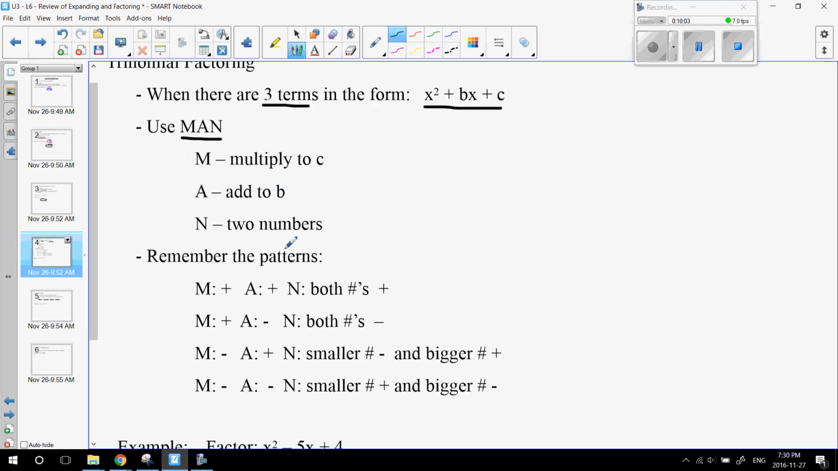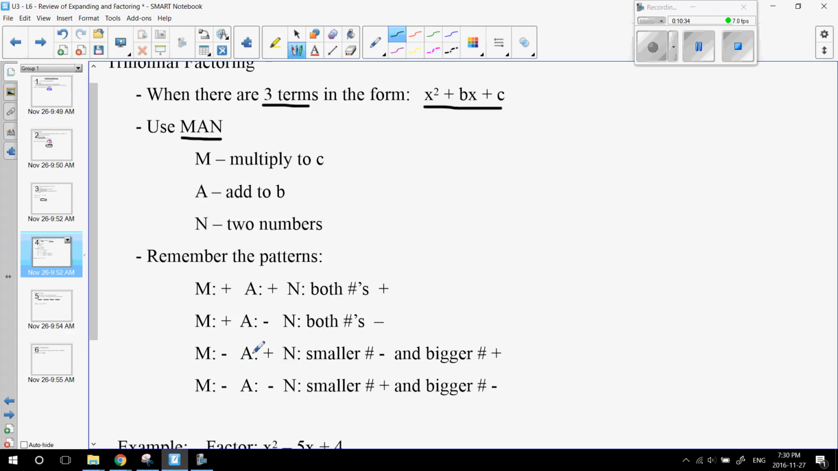A couple of different patterns are good for us to remember when we're trying to come up with the numbers. If the multiply number is positive and the add number is positive, then both of our numbers must also be positive. If our multiply number is positive but our add number is negative, then both of our numbers must be negative.